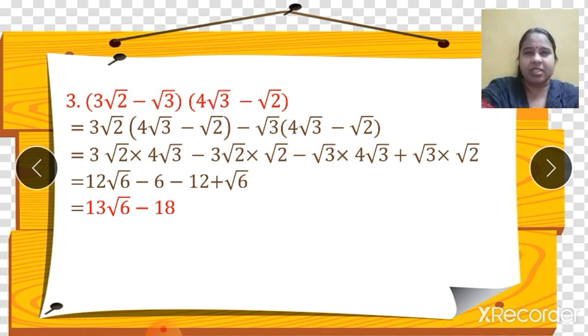Method remains same. Correct? See what? 3 root 2 is taken and then this bracket 4 root 3 minus root 2. Right? Again the second term with the sign minus root 3. This is what is taken and the entire bracket as it is. 4 root 3 minus root 2. Is the first step understood? Yes. The first step is what? You have to take these terms. First you take 3 root 2 and then the second bracket. Then you take the second term with the sign minus root 3 and then the bracket again.